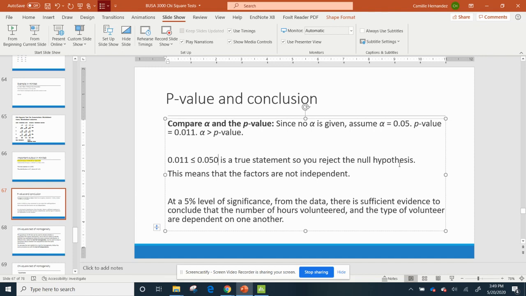So at the 5% level of significance, there is sufficient evidence to conclude that the number of hours volunteered and the type of volunteer are dependent on one another. That's all that means. And as you can see, what changed from chi-square goodness of fit? We had to do a little bit different with the data, but now we're looking at 2 different variables. I still had to make 2 hypotheses, independent and dependent, and then I ran it through Minitab, got my test statistic, got my degrees of freedom, and I got my conclusion by that p-value. That's all you're doing.